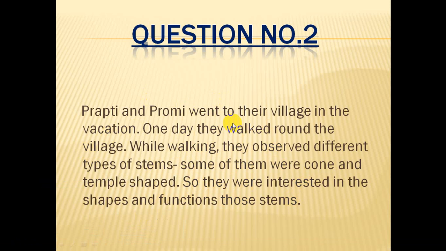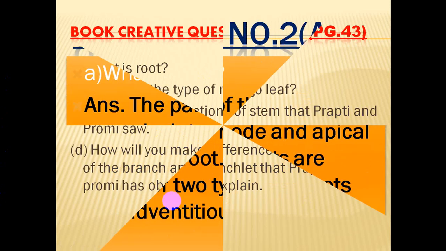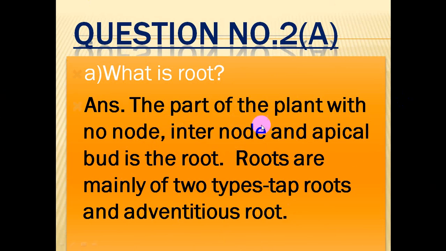Okay, so now the questions. If we go to the first question, what is root? Describe the different parts of mango leaf. Describe the functions of stem that Papri and Promi saw. How will you make differences of arrangement of branch and branchlets that Papri and Promi have observed? Explain. Okay. So number 1, what is root?